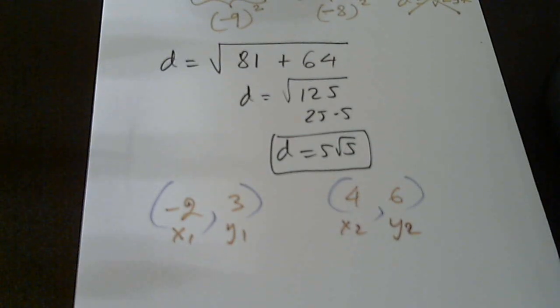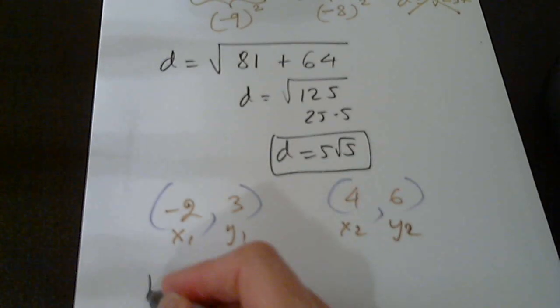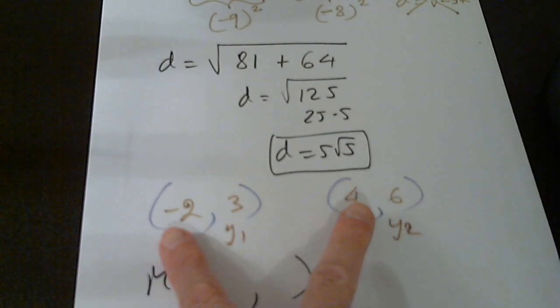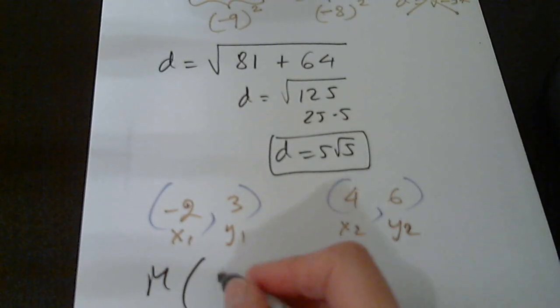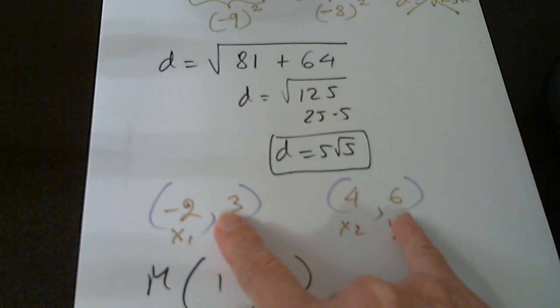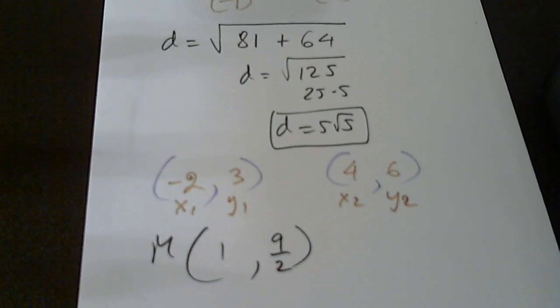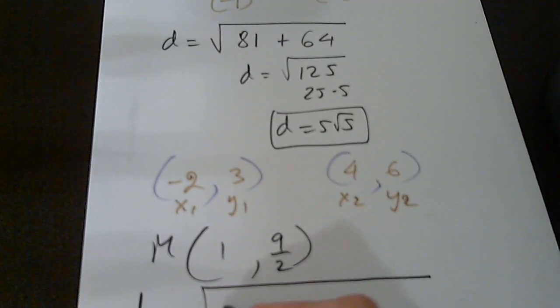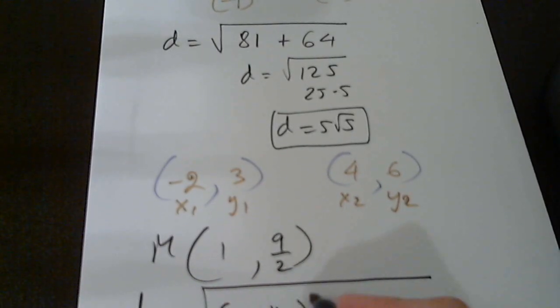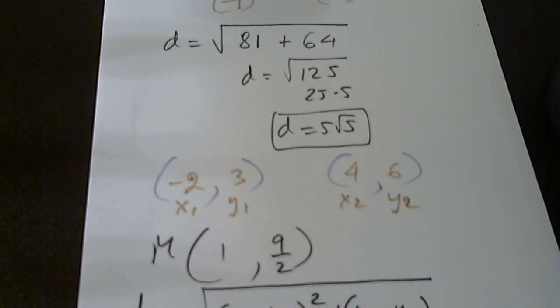Good. The midpoint is the easiest. Add them up. I get 2. Divide by 2. Add them up. I get 9. Divide by 2. Done. Now this is a different story, I have to be careful. Write the formula. Right underneath. Careful.